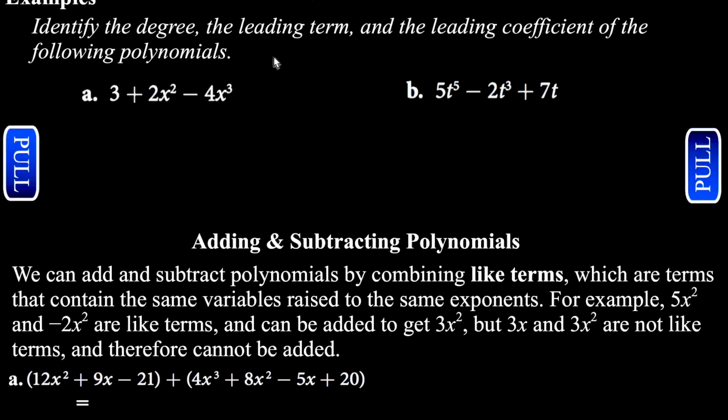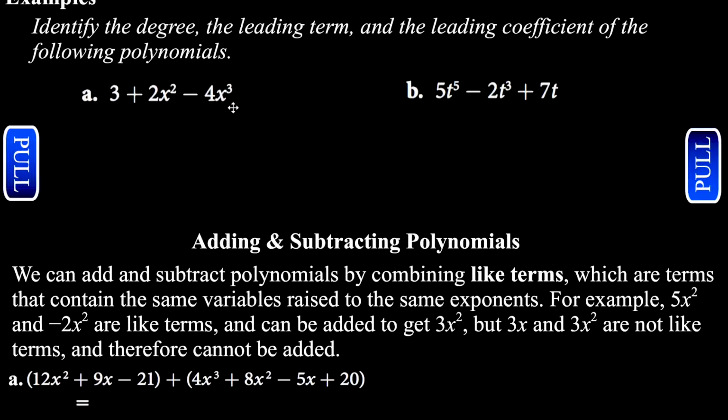So I think these make a lot more sense when we just do some examples. In these two examples, it says identify the degree, the leading term, and the leading coefficient of the following polynomials. Well, they are not in standard form. We need to put our polynomials in standard form first before we can identify the degree, leading term, and leading coefficient. So we want to look at this and say, which variable has the highest exponent? Well, this one doesn't have a variable. The exponent on the variable here is 2, and this one has a variable with an exponent of 3.